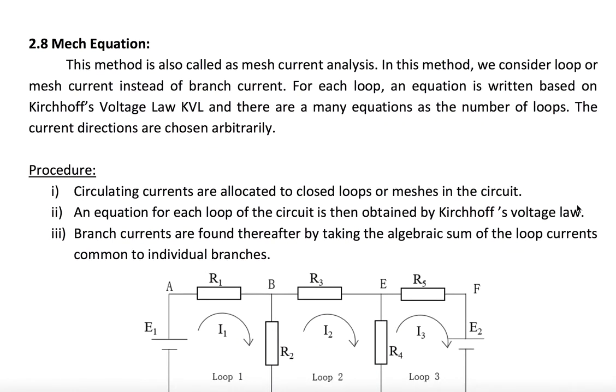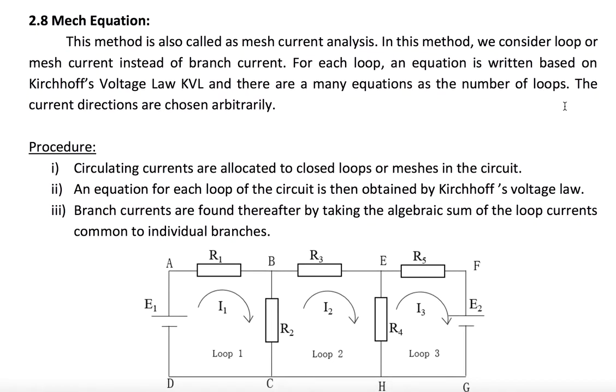Mesh equations. This is a very useful method to solve multi-loop circuit problems. This method is also called mesh current analysis. In this method, we consider loop or mesh current instead of branch current. We have seen the branch current method earlier; that takes plenty of time, but the mesh method is very simple to use, and it takes very less time to solve multi-loop networks. For each loop, the equation is written based on Kirchhoff's voltage law, and there are as many equations as the number of loops. When there are three loops, three meshes, you will have three equations.